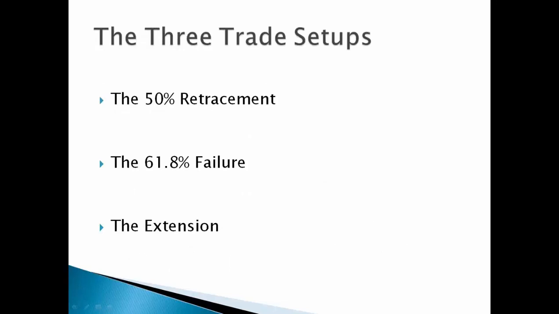Now, most of you guys know that the three trade setups that we use every single day are the 50% retracement, the 61.8% line failure, and the extension. Now, the actual trade setups are a 50% retracement and the extension. The 61.8% line failure trade is actually a signal, and it's a signal to buy a 50% retracement, but it still is one of our trade setups.